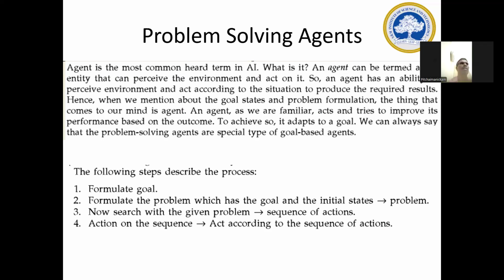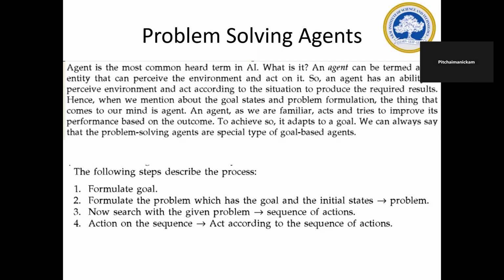The agent is the most important term in AI. And what is it? The agent is an entity that perceives the environment and the outcome. The agent has the ability to perceive the environment and act on the situation for these problems also. So you may be able to find that kind of information.